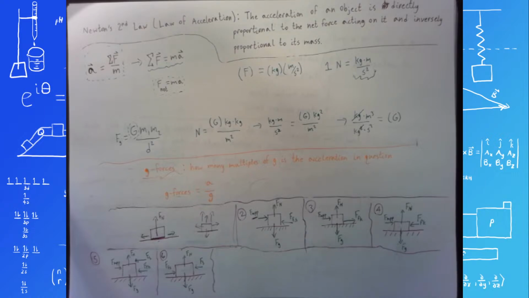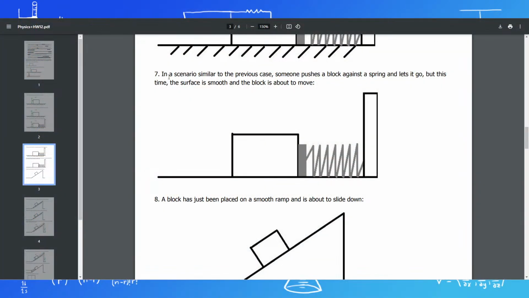Number 7. In a scenario similar to the previous case, someone pushes a block against a spring and lets it go, but this time the surface is smooth and the block is about to move. So basically, same diagram as before. Oh, and I forgot to show you that on screen. Hold on. There we go. In a scenario similar to the previous case, someone pushes a block against a spring and lets it go, but this time the surface is smooth and the block is about to move.